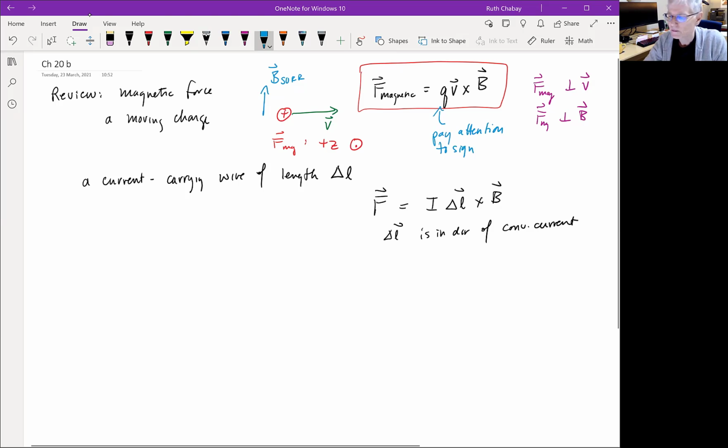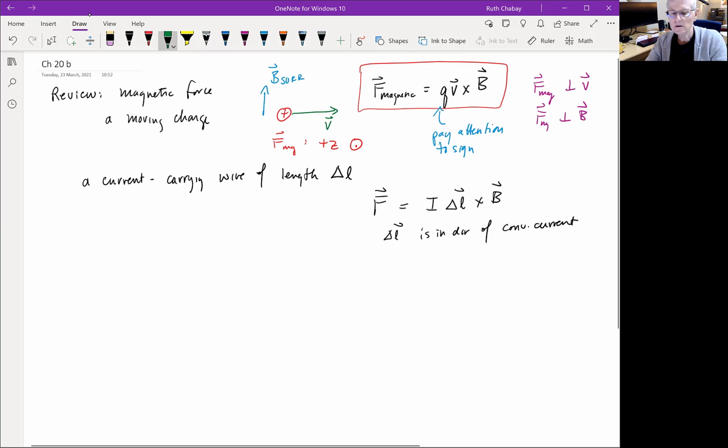So what are we going to apply this to? And this is, by the way, not an equation that you have to memorize. That will be given on equation sheets. But do memorize the force on a single moving charge, because it's hard to derive backwards from this.